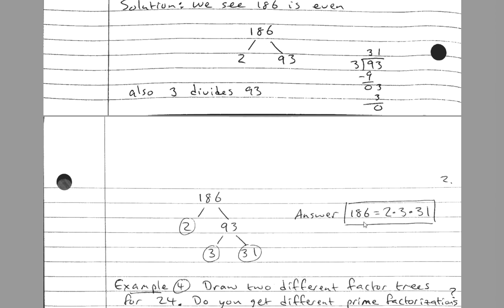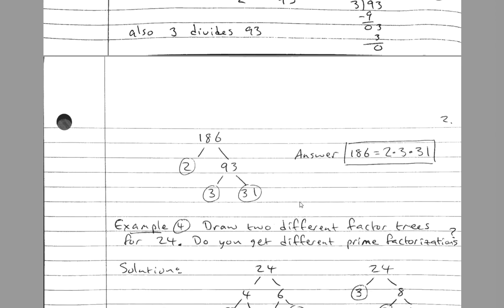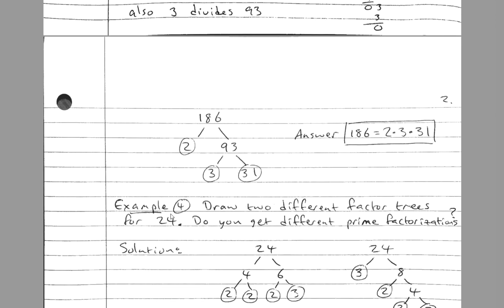All right, you could play this game with any number. If you start with any positive integer 2 or bigger, then it's going to have a prime factorization like this. You could ask, are there different ways to write a number as a product of primes? That's what we're getting at in example 4.